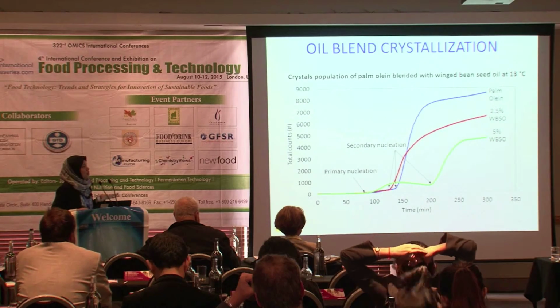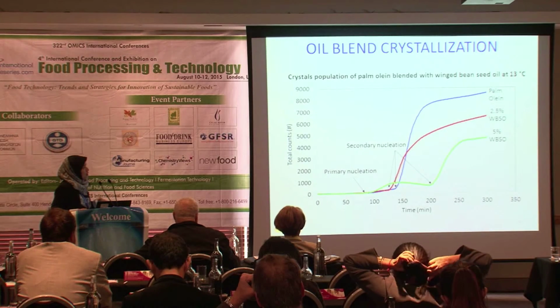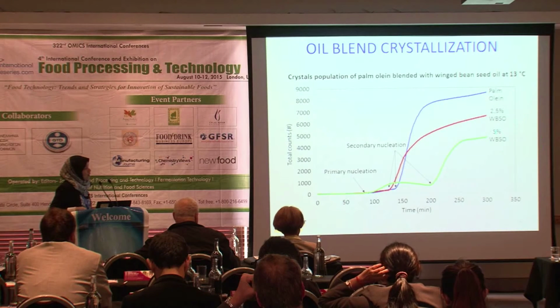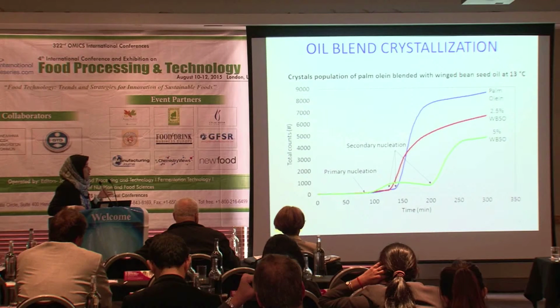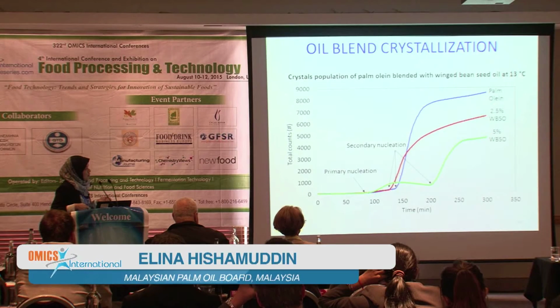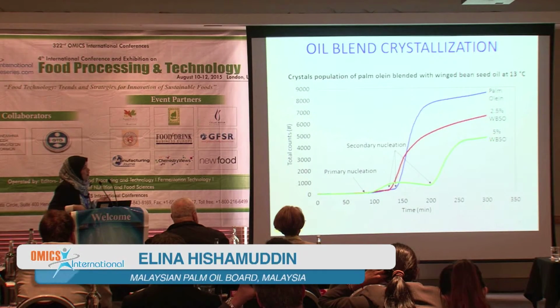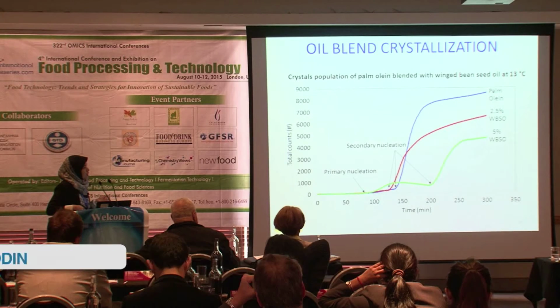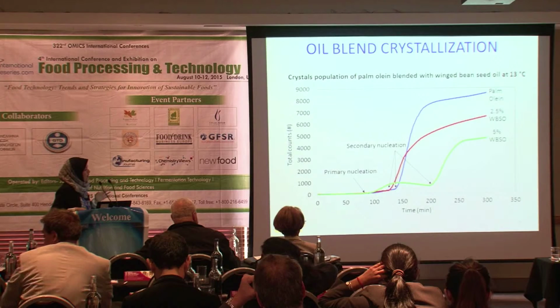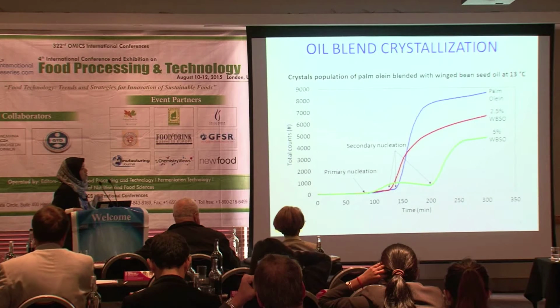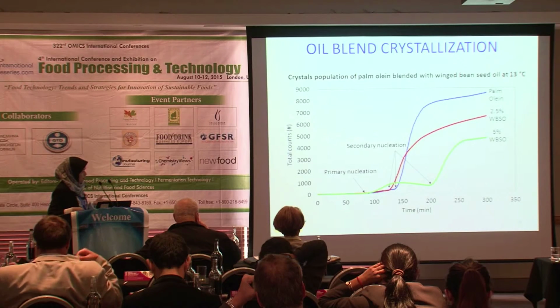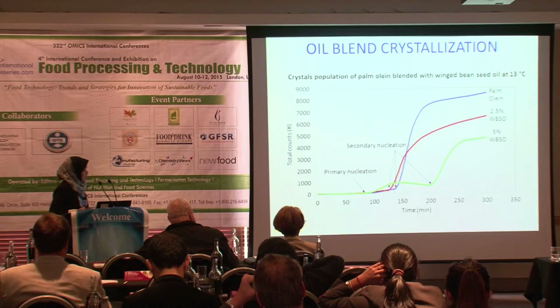As you can see, we subjected this to crystallization at 13 degrees Celsius, and we found that with the addition of the wing bean seed oil, when the wing bean seed oil increases in ratio, the initiation of nucleation is shortened. That means that it is a crystal promoter in terms of nucleation. Also, as the amount of wing bean seed oil increases, the number of particles decreases. So this means that besides acting as a crystal nucleation enhancer, it also does not allow more crystals to form. So it's like a dual role.